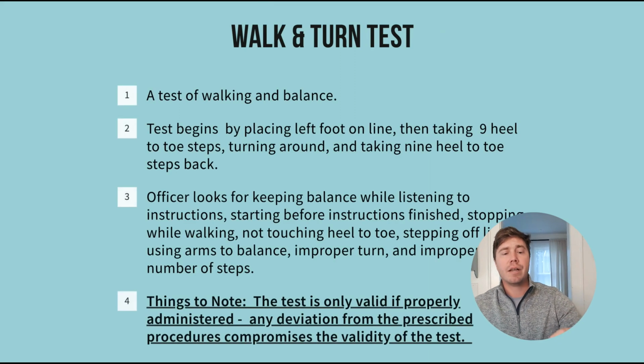The next test is the walk and turn test, and that is a test of walking and balance. It's basically where you would place your left foot on the line and take steps heel to toe, then turn around and do it back, and the officer is going to be looking for you keeping balance, listening to instructions. He's going to observe if you started before the instructions started, if you stopped, not touching heel to toe, stepping off the line, using your arms to balance. Things like that are all cues that the officer would use to determine if you pass or fail the test. And the test is only valid if it's properly administered, and any deviation would compromise the validity of the test.